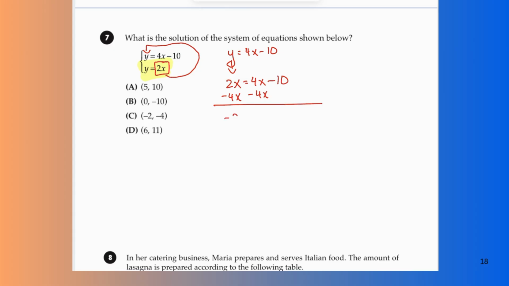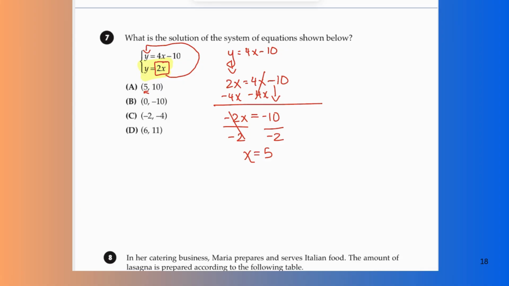2x minus 4x is negative 2x. Bring down your equal sign. Bring down your negative 10. Do not forget that sign in front of it, please. Now we need x by itself. It's being multiplied by negative 2, so we're going to divide by negative 2 on both sides. That's going to cancel these out and give me x equals positive 5. So already we see that our answer choice is probably A, because that's the only one that has a 5 as the x value. But just to be sure, let's find the y value.